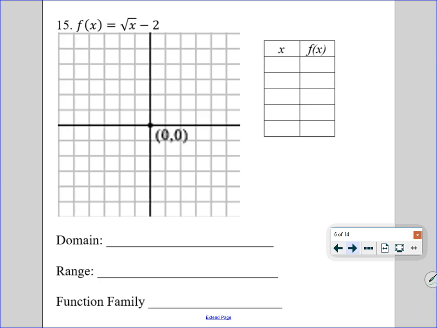All right. So here, the instructions were to graph this, create a table of values, list the domain, the range, and the family function. So there's a couple ways you can do this. You can put it in a calculator and graph it and get tables of values. You could know that it's a square root function. There's a square root function that looks like that. But the minus 2 means that it's been translated down 2 points.